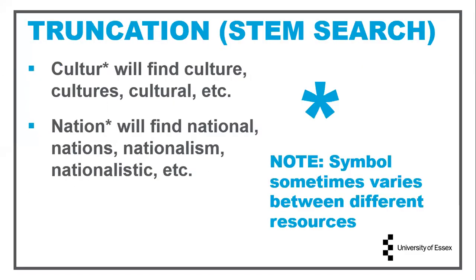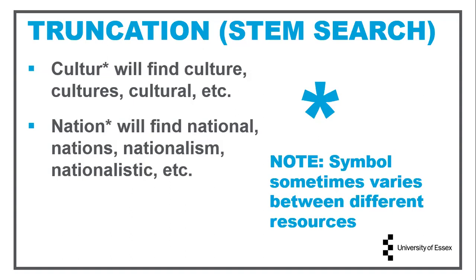Another good technique for making your search more efficient is using truncation, or stem search as it is also called. What this does is it allows you to search for different endings of words in the same search. So you do this by removing the end of a word and replacing it with an asterisk. I will add a side note here that the symbol to use does sometimes vary, but if you're unsure, you can usually find the symbol in the settings section of the database that you are using.